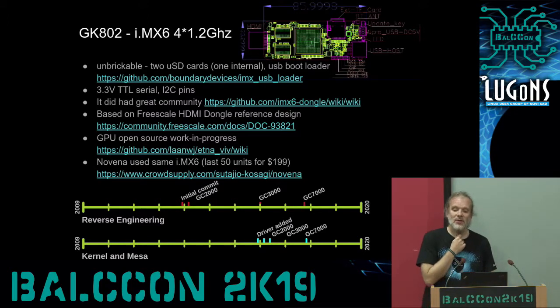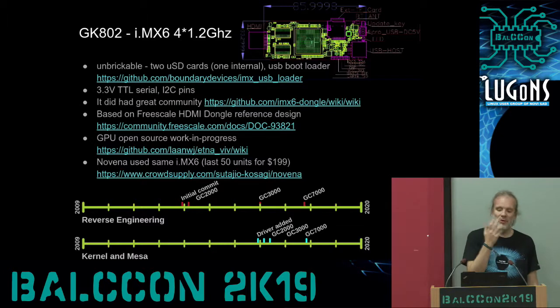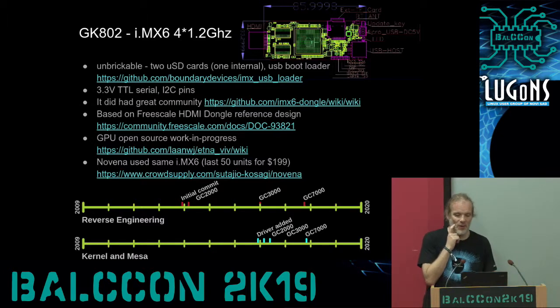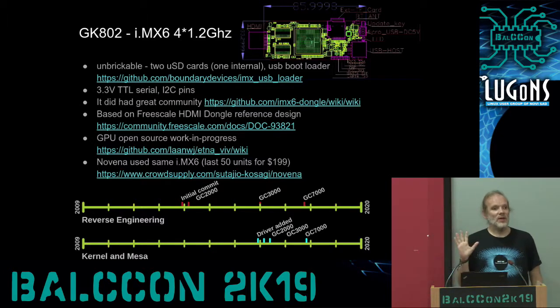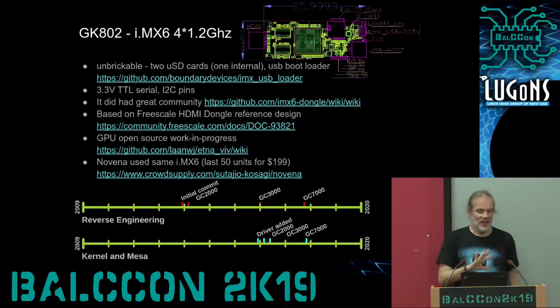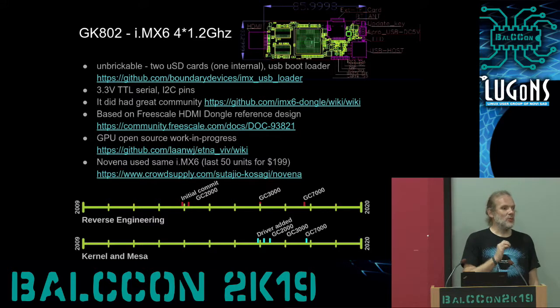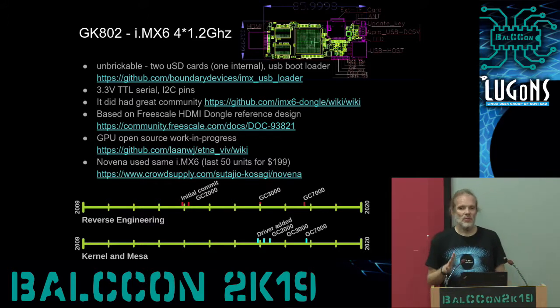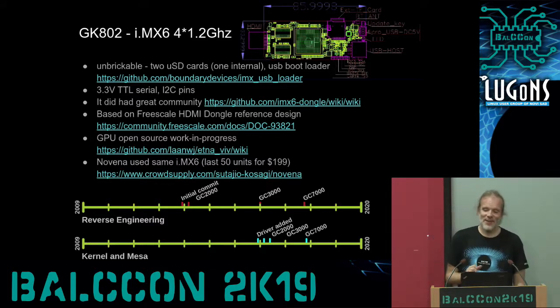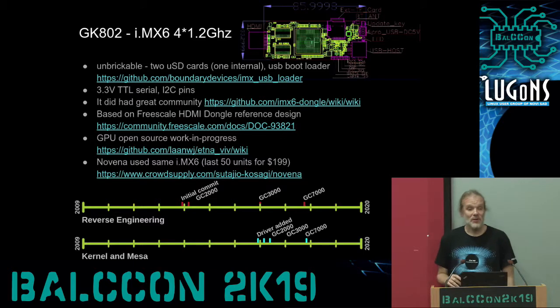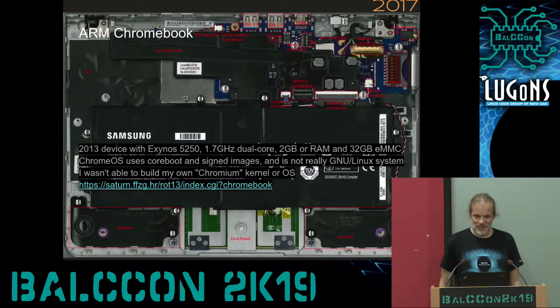It had a community back then, it doesn't have it anymore. But if you are interested in IMX in any way, I can tell you that the Novena project, which was an open source laptop from Bunnie Huang from several years ago, has the last 50 units for just $200 at Crowd Supply, so it might be a good moment to snatch one.